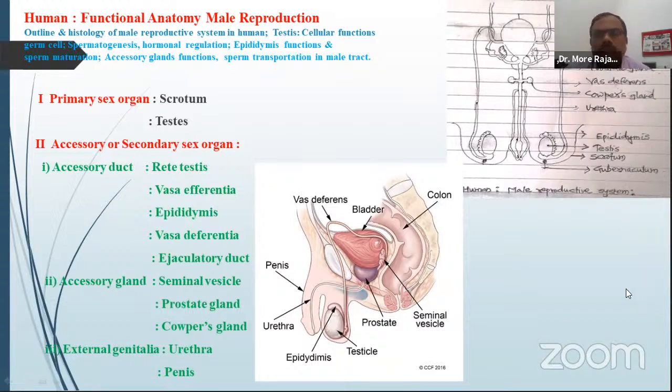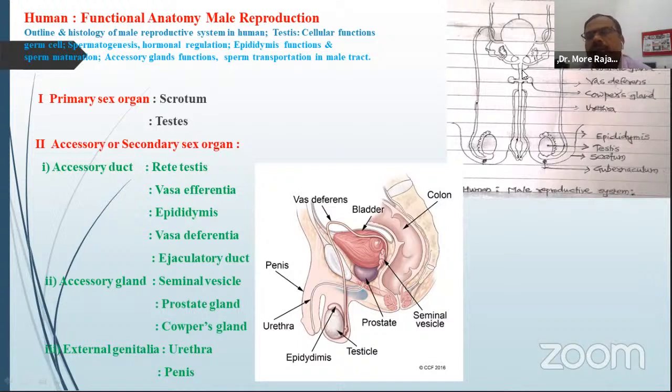If you see the accessory glands, these are the peanut-shaped glands called the Cowper's gland. At the base, there is the prostate gland. Then here, another gland is present. It is called the seminal vesicle. So this is the seminal vesicle.